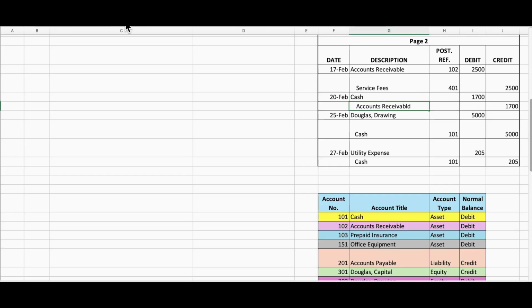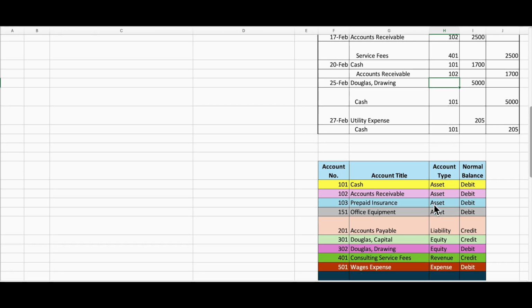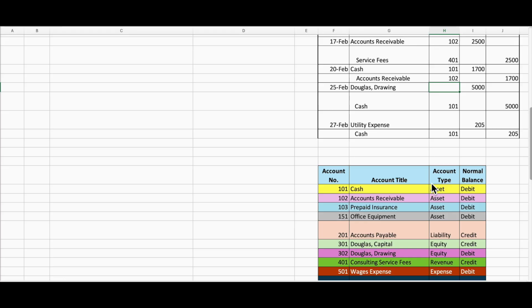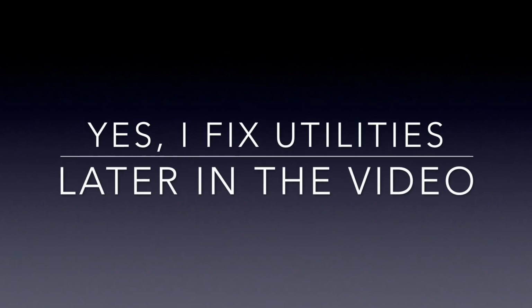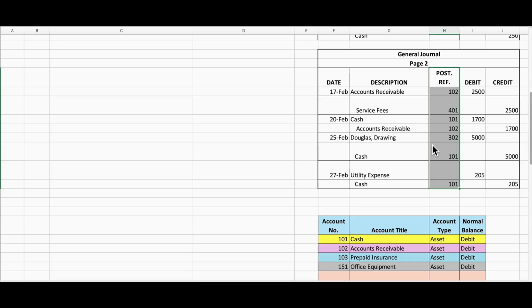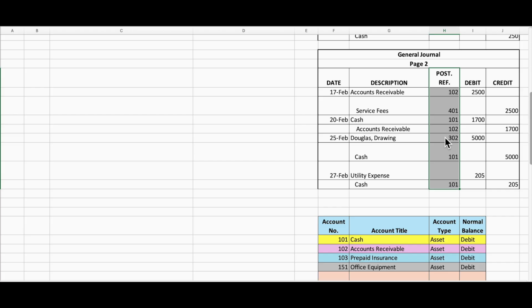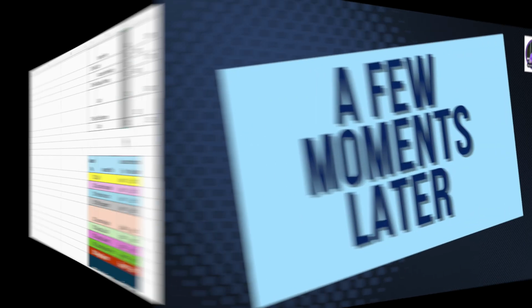Oh, I misspelled accounts receivable. Lovely. So for accounts receivable, again, that's a 102. Cash is a 101. And Douglas Drawing is 302. So now we've entered all the post references for page number 2. So I'm going to go ahead and enter the references for page number 1, and I'm going to spell check all of my entries since I was typing so fast. And then I'll get right back to you.